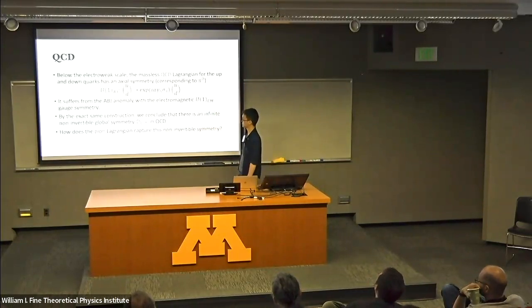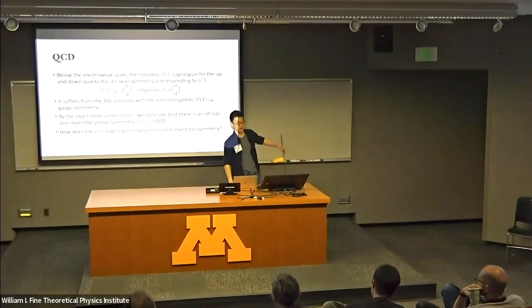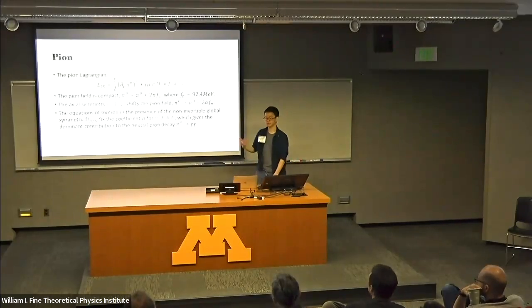This classical global symmetry suffers an ABJ anomaly with the electromagnetic U(1) gauge symmetry, and that was the origin of the ABJ anomaly. By the exact same construction, we conclude that there's an infinite non-invertible global symmetry D in QCD. Now the question is, how does the pion Lagrangian capture this non-invertible symmetry? We have this symmetry in the UV QCD. How does it manifest itself in the pion Lagrangian?